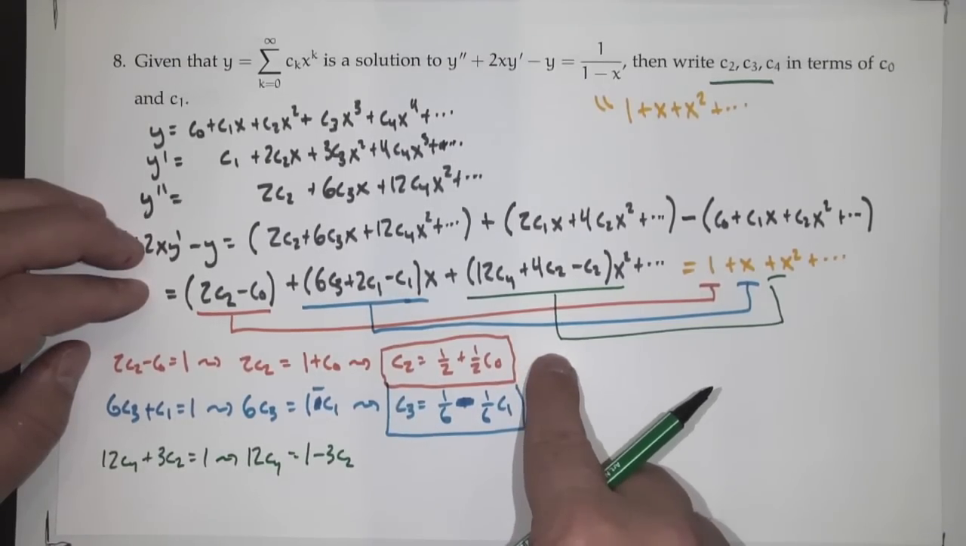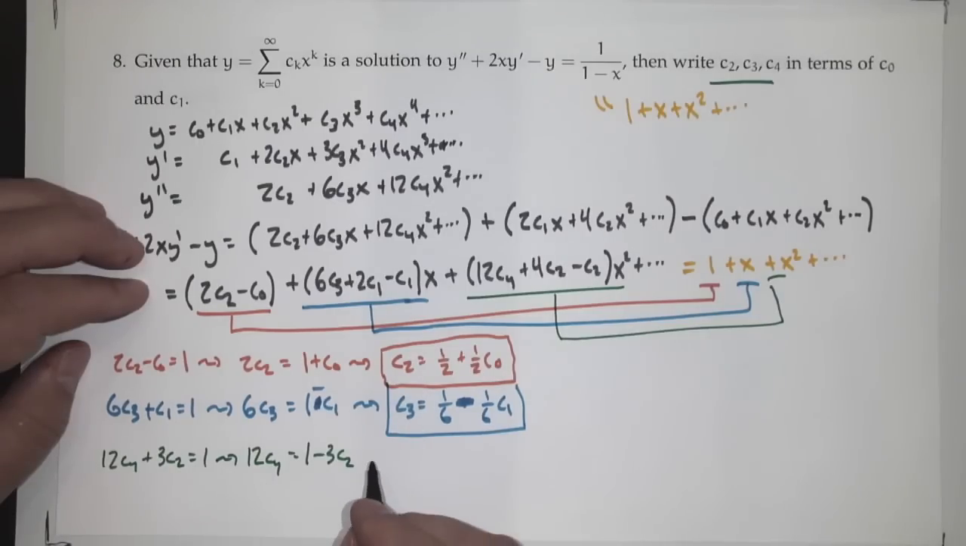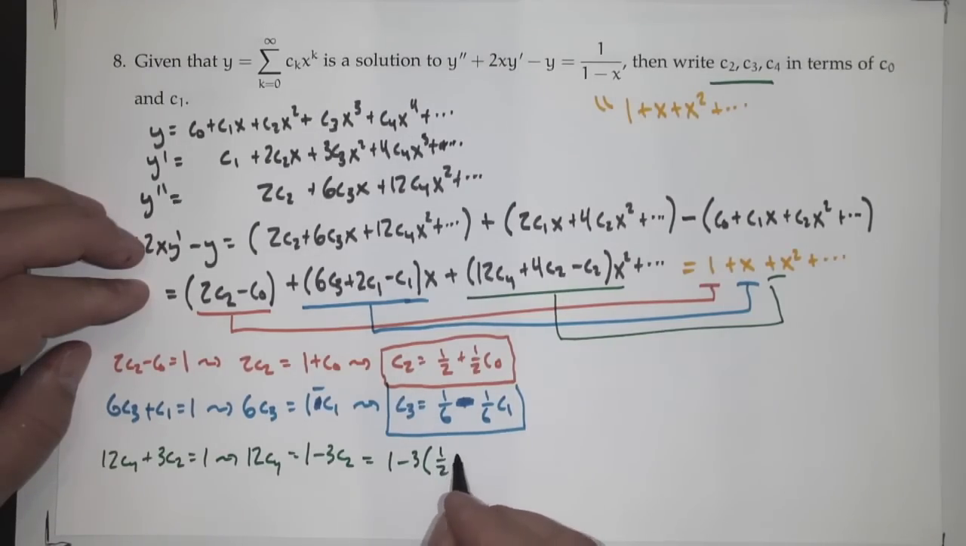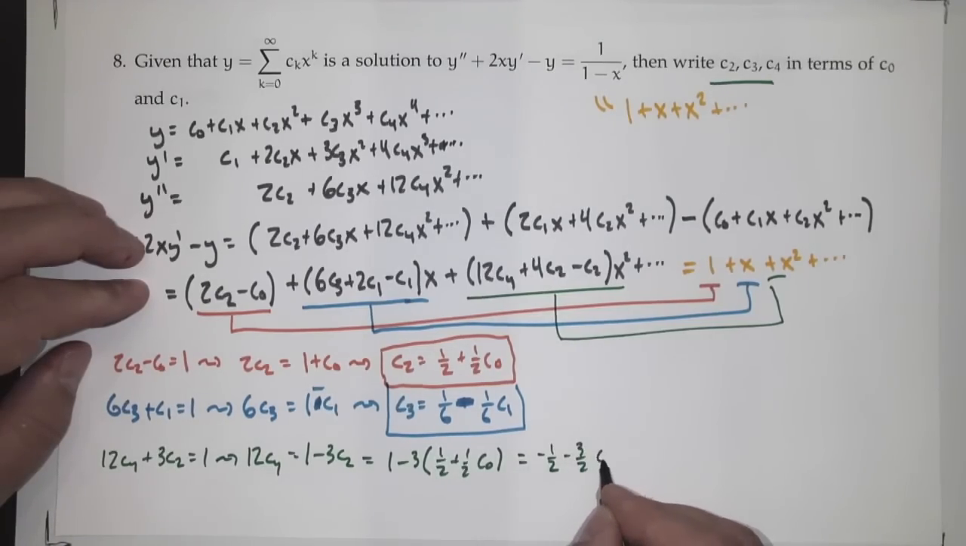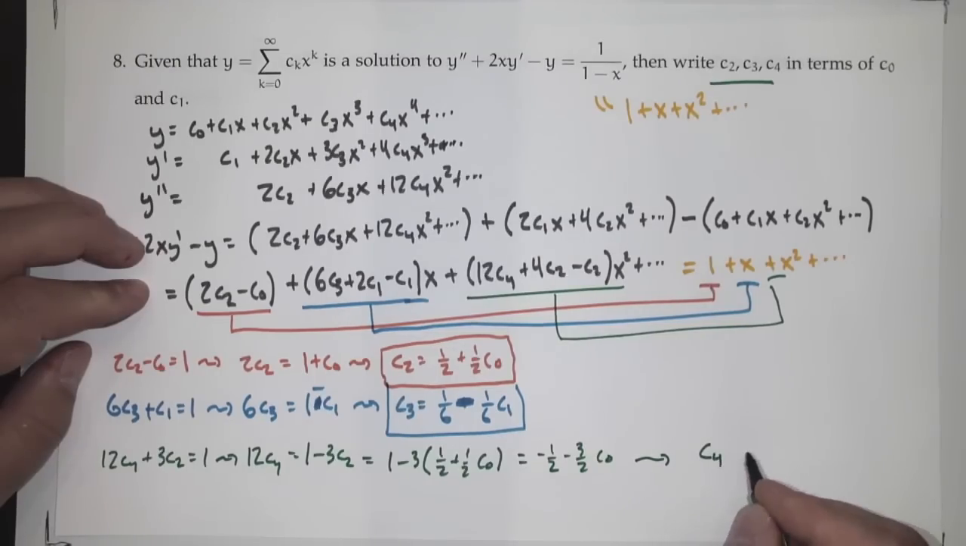We use what we know. So we say, oh, okay, so this is 1 minus 3 times 1/2 plus 1/2 c0. So in other words, we come back to what we've already solved. So 1 minus 3/2 is minus 1/2 minus 3/2 c0. But remember, this is 12c4. So that says c4 would be minus 1 over 24. Then the next one, minus 3 over 24, which is 1 over 8, c0.